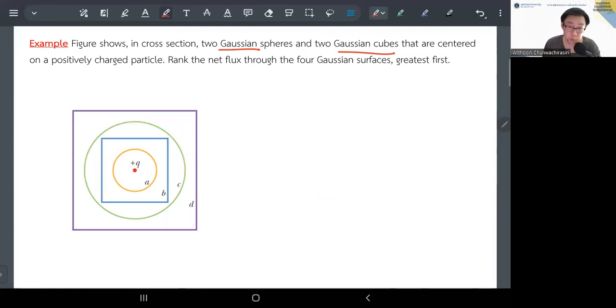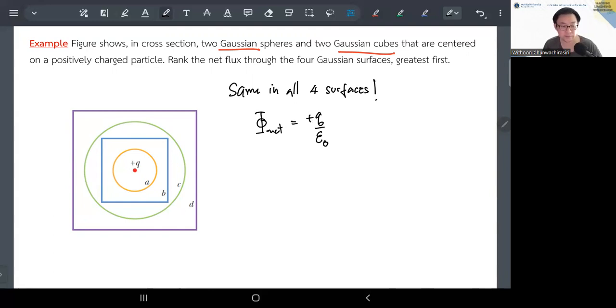Which one will give you the greatest flux? Guys, be confident here. Same in all four surfaces, right? Why? Because these four surfaces wrap the same amount of charge, plus Q. Not only that, I can even tell you the net electric flux through these four surfaces must be plus Q over epsilon naught. And I'm done. It's too easy.